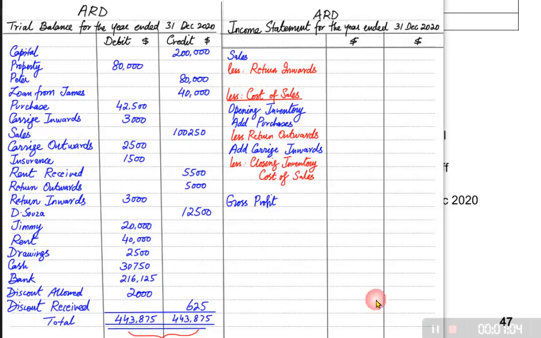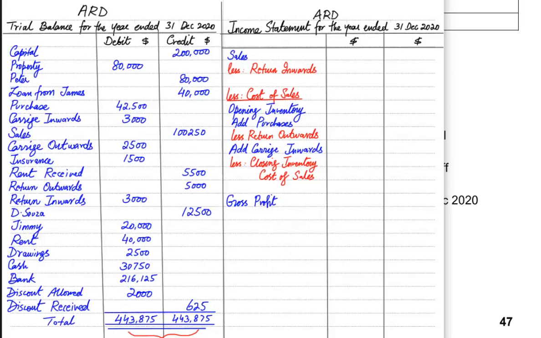Now if we deduct cost of sales from the sales figure, we are left with gross profit. Now why is this called gross profit? This is not the final profit for the business. Instead, we need to deduct some of the items, that is expenses, from this gross profit. So therefore we name it gross profit.